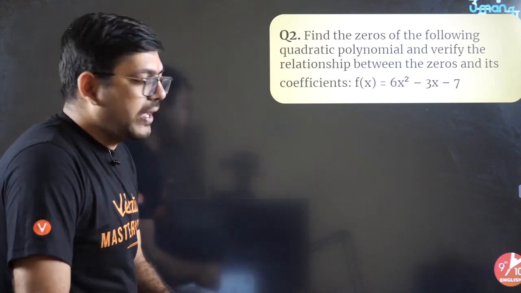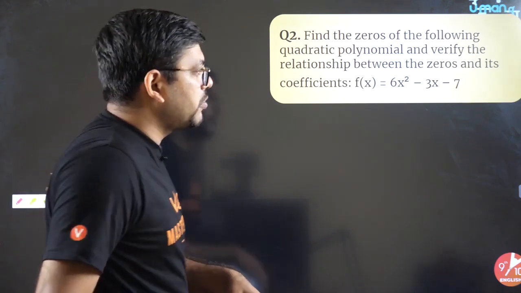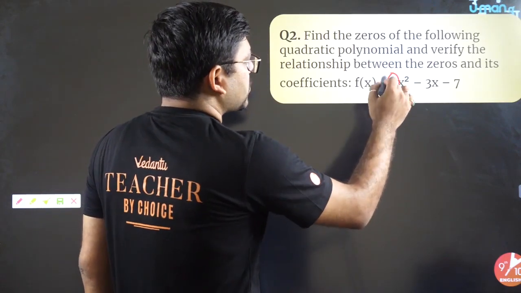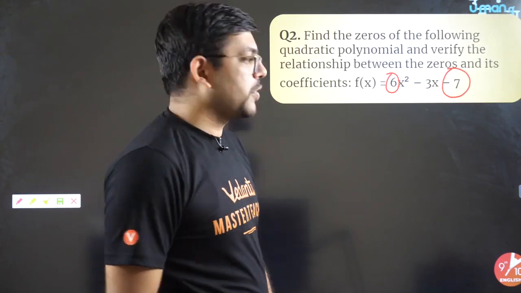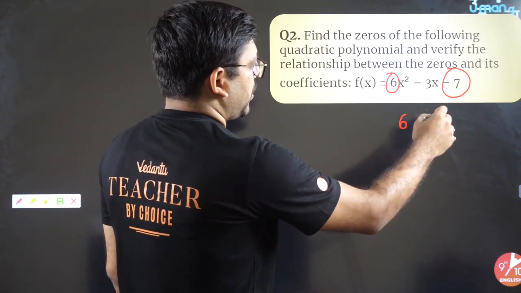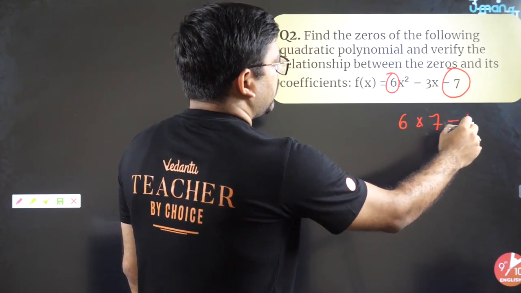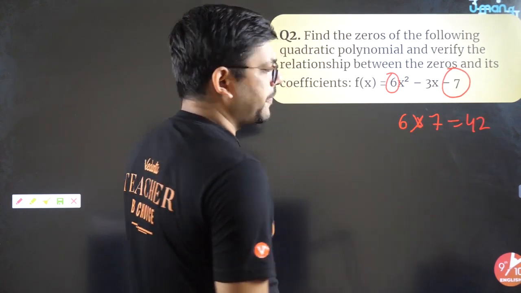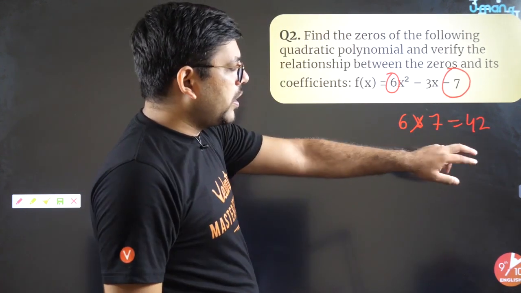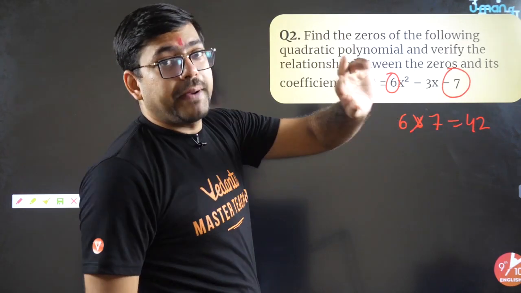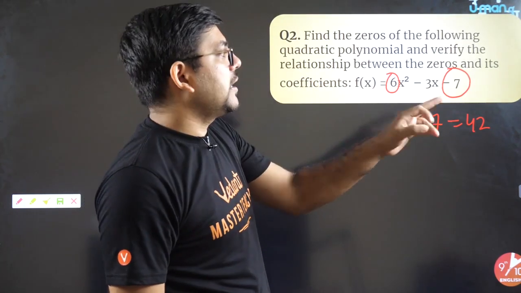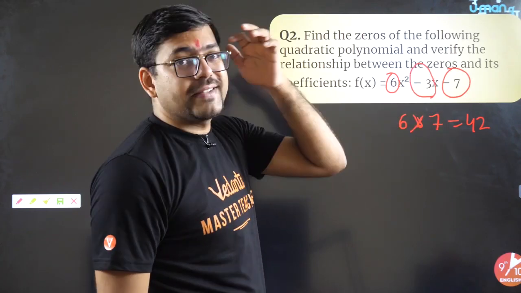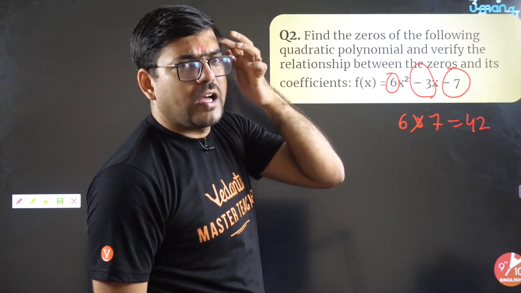Very simple. In middle term splitting, first of all, you have to take the first coefficient, that is the x square coefficient, and the last, that is the constant. You have to take them and multiply them. So from here you have got 6, from here you have got 7, multiply them. You'll get 42. Got it? Okay, got it. Now your work is to break this 42 into two factors only, such that you should get the middle term, minus 3. Kaise hoga ye? How will we do that?